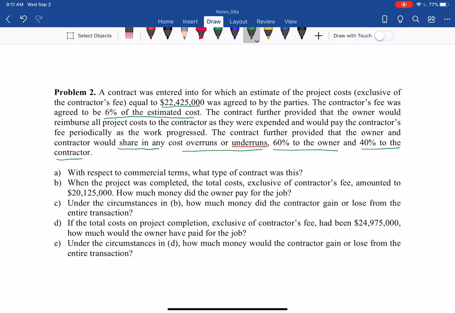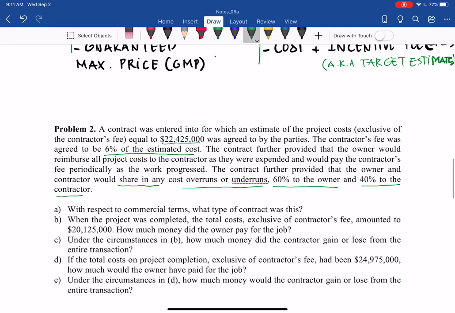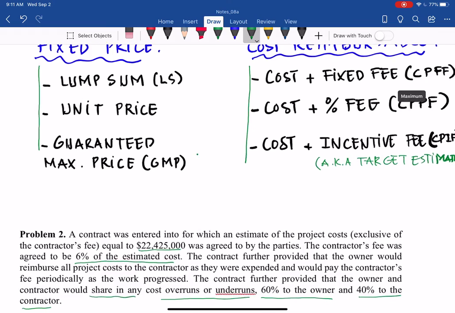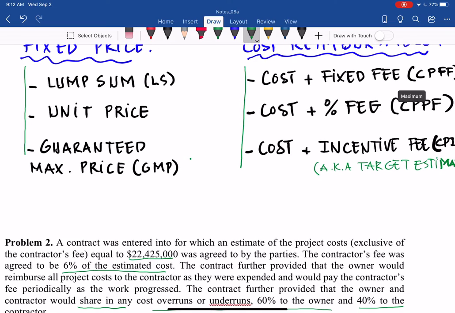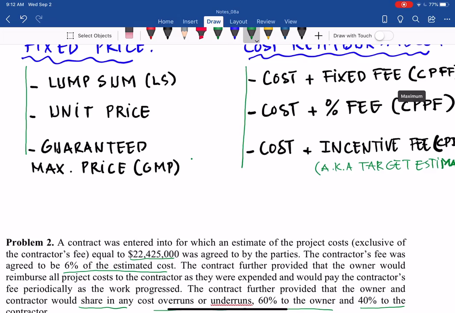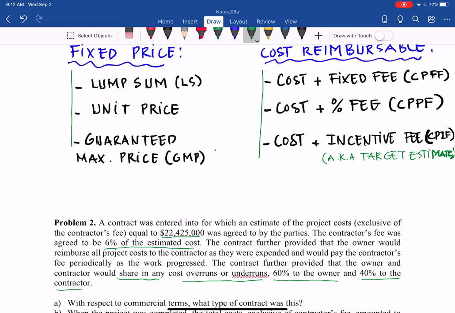And the contractor fee was agreed to be 6% of estimated cost. So if you read the second sentence, it seems like 6% of estimated cost. Estimated cost is 22,425,000. 6% of that, it seems like a fixed fee because 6% is fixed and the 22 million estimate is fixed. So that product is fixed. So it looks like a CPFF if we read there.